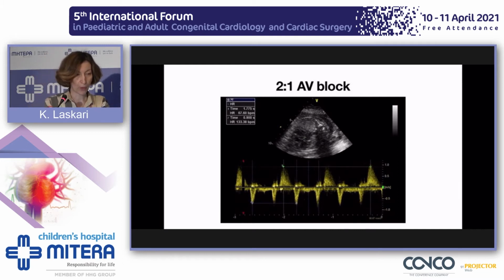This is an M mode that shows third-degree block. On the top are the atrial systoles and on the bottom the ventricular systole. Heart rate of the atria is 150 beats per minute and of the ventricles 37 beats per minute.